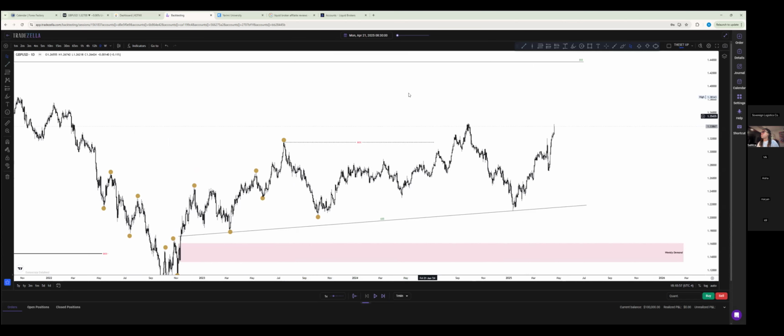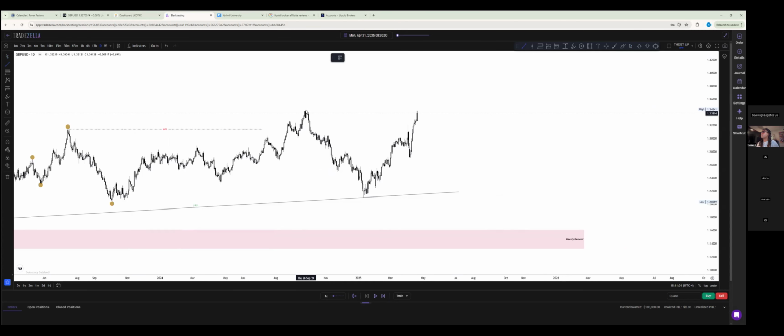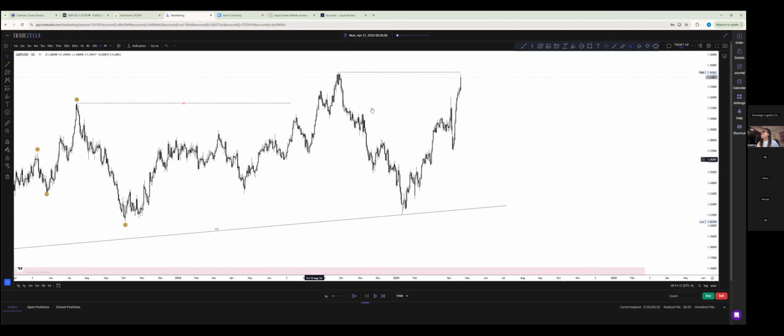All right. So we understand that. So now what does price look like it's trying to do from here? Did we get a break of structure? No, not yet, but it looks like price is heading towards it. So that's interesting for us to see. We have all these internal structures here.